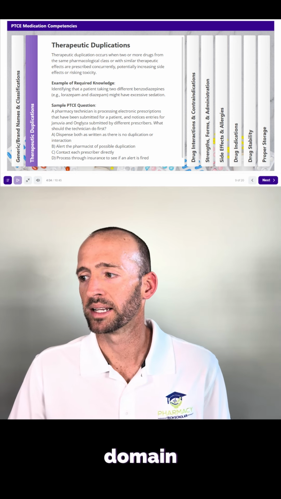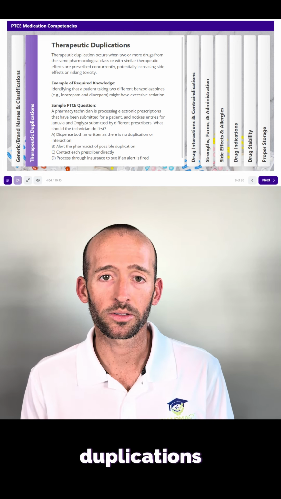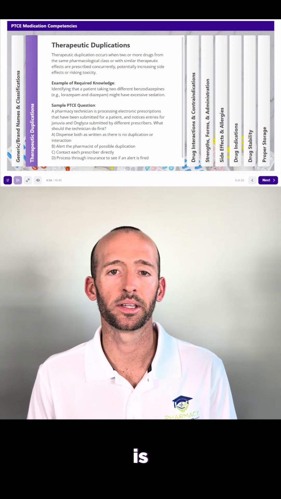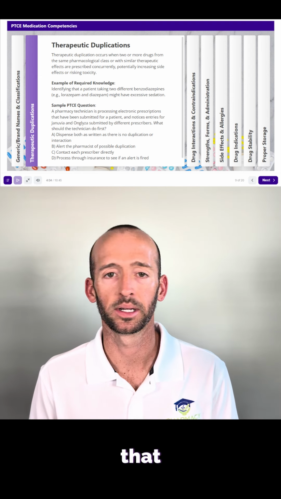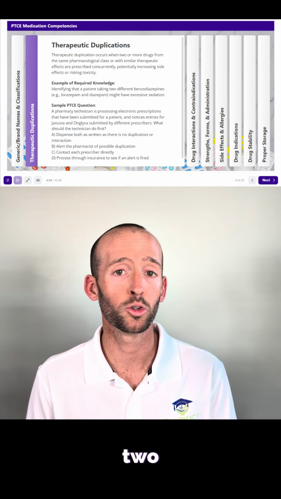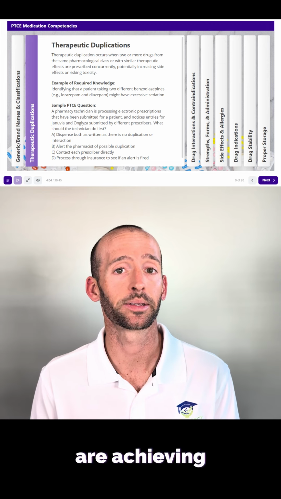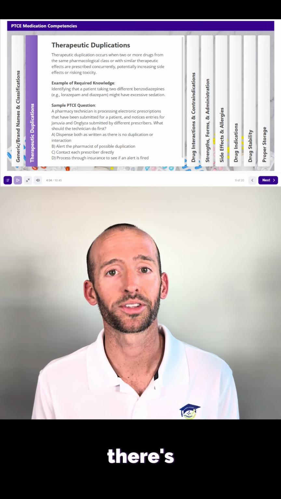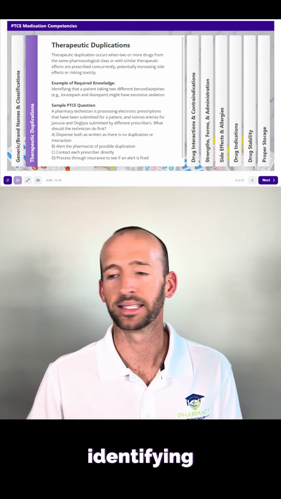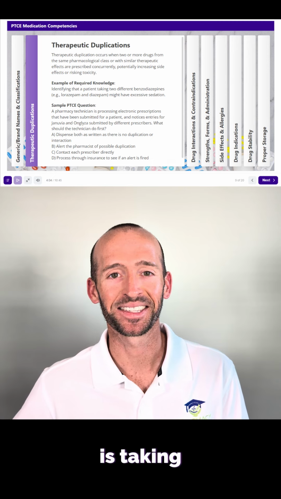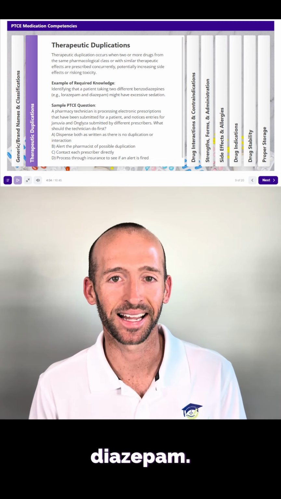Another knowledge domain is going to be therapeutic duplications. This basically is testing the technician's ability to identify that the patient may be receiving two medications that are achieving the same goal, where there's not a need to have those two different medications. So an example here would be identifying that a patient is taking both lorazepam and diazepam.